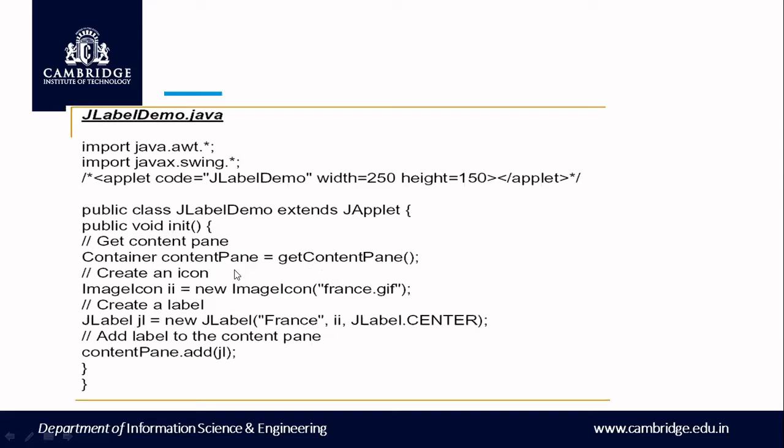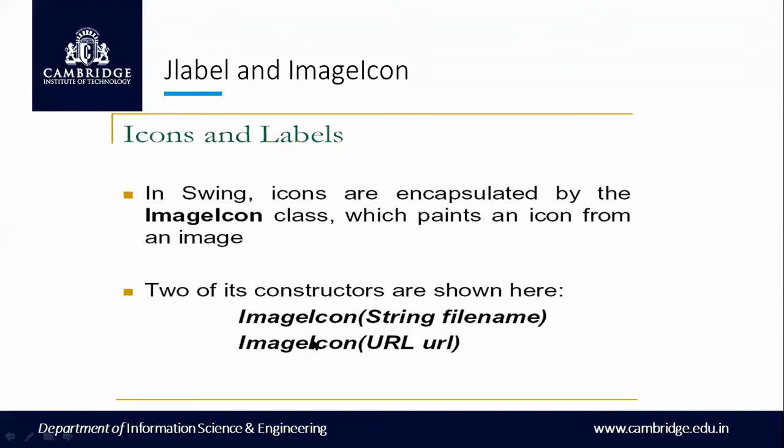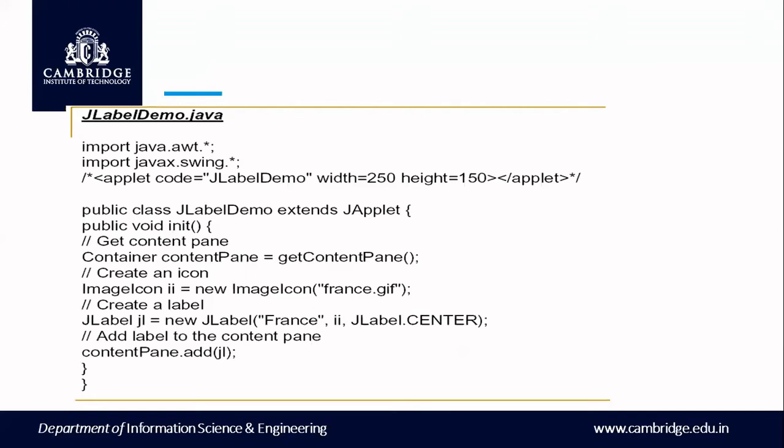Once I have got that, let's say I want to create an icon. That's an ImageIcon. What is the constructor for the image icon? You can see here ImageIcon, string filename, or the URL. So this is the content pane, the container I have created. The name of my container is contentPane. Now into this container, first let me create an icon, then I will add it into the content pane. So ImageIcon, with a capital I. Can you see here ii? This is the name of the object. new ImageIcon of France.gif. France.gif is the name of the image. That will now be fetched and displayed on your content pane.